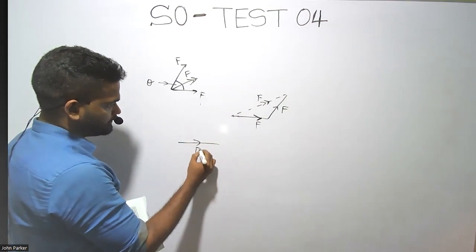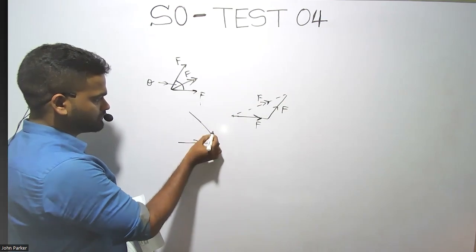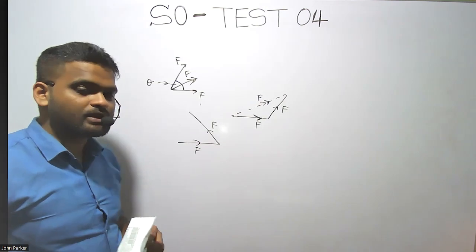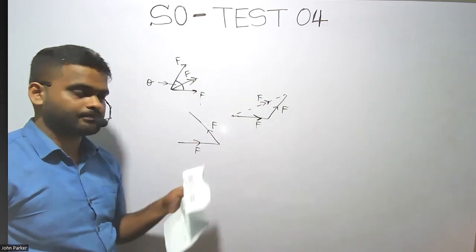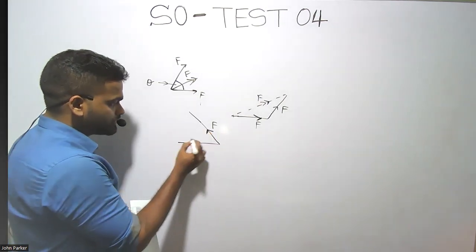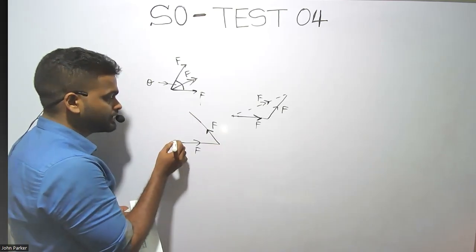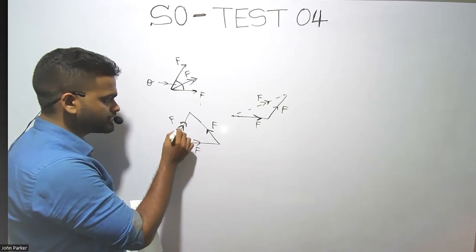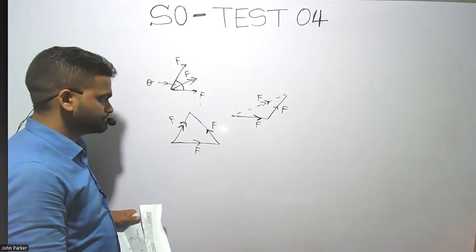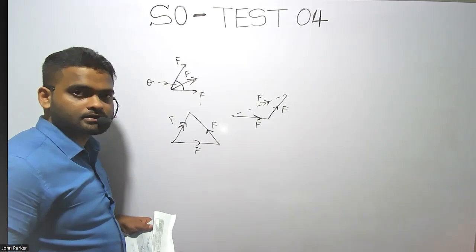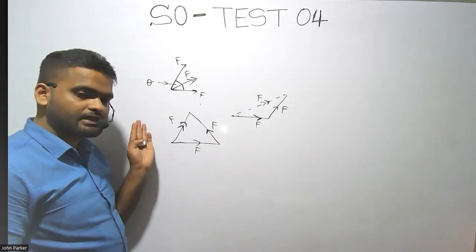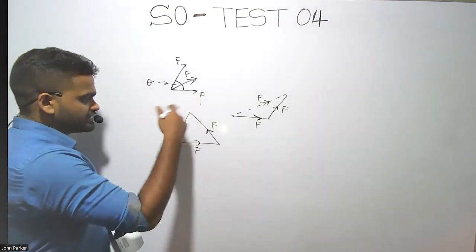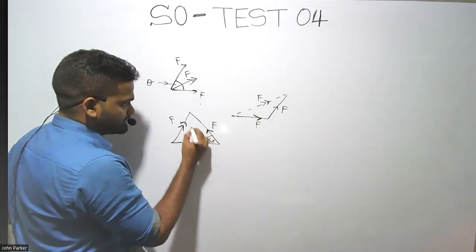You can draw like this, F, another one here. So this is the head to tail method. So you know the triangle should be an equilateral triangle, right? All the sides should be the same. So this side F, another side F. The resultant also should be F. So we have an equilateral triangle. This is the only case that satisfies the requirement. So this is an equilateral triangle, so obviously this angle is 60 degrees.